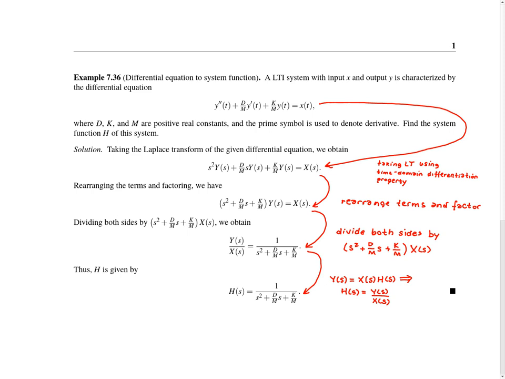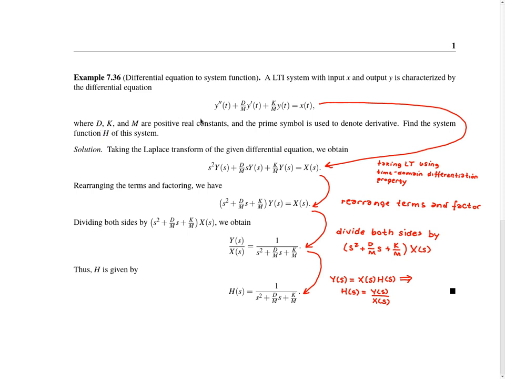In this example, we're given an LTI system with input little x and output little y that's characterized by this particular differential equation here, where d_k and m are positive real constants and the prime symbol is used to denote derivative. Then we're asked to find the system function, big H, of this system.